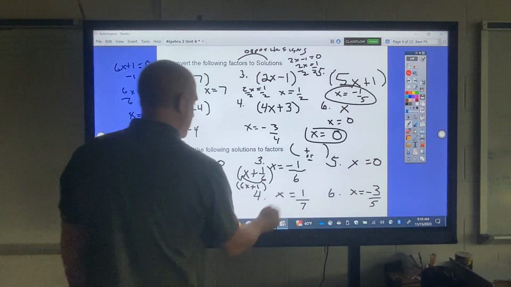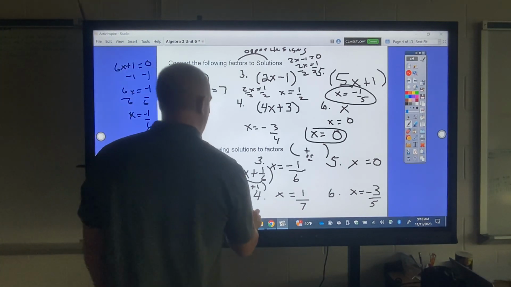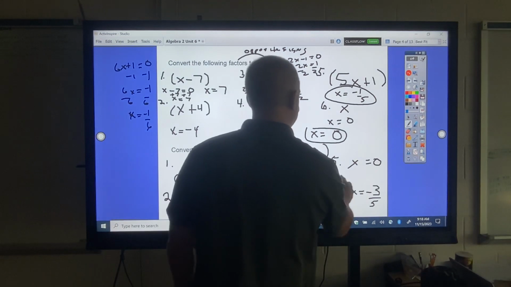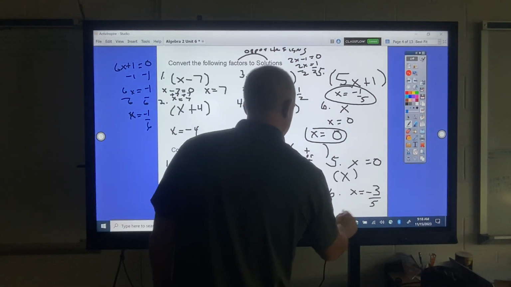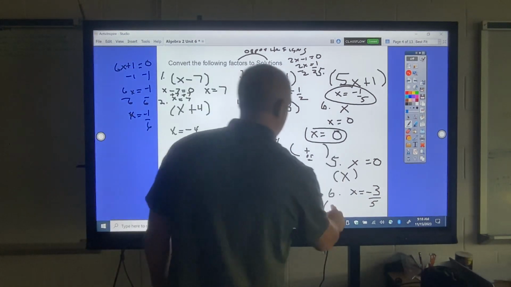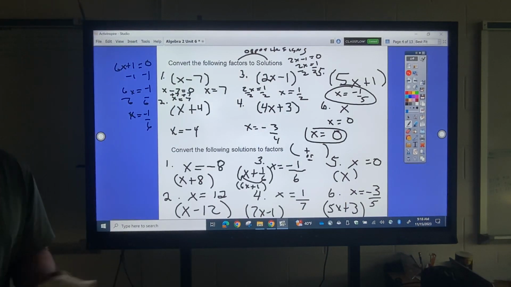Okay, so what would this one be? That would be x minus 1/7 or 7x minus 1. The factor for x equals 0 is just x, just something you're going to have to know. And this one would be x plus 3/5, move the 5 up, 5x plus 3. So you want to be able to convert from solutions to factors.